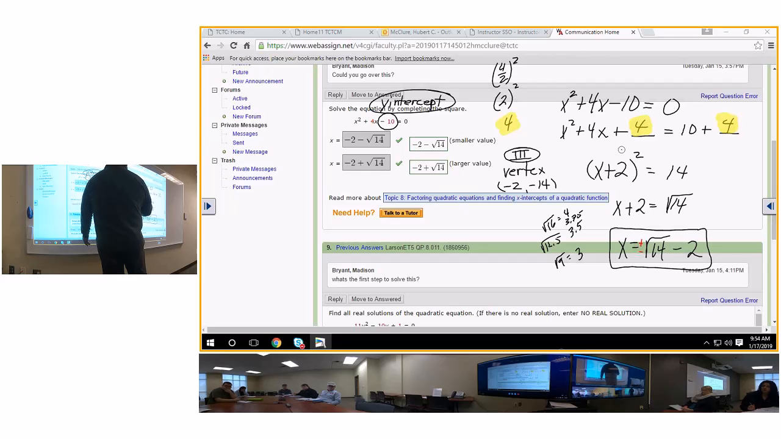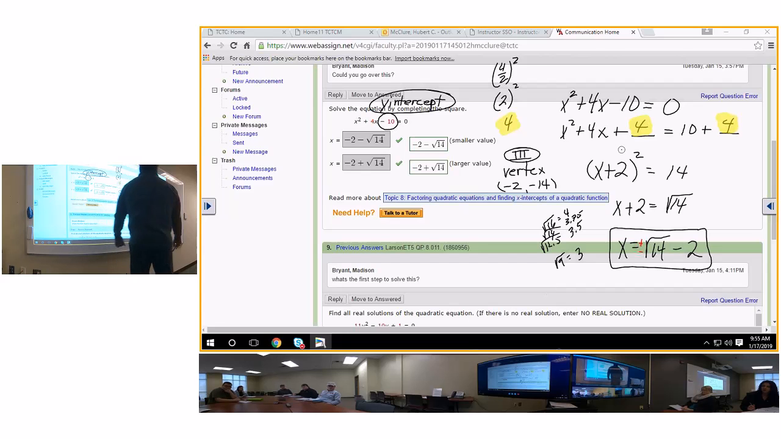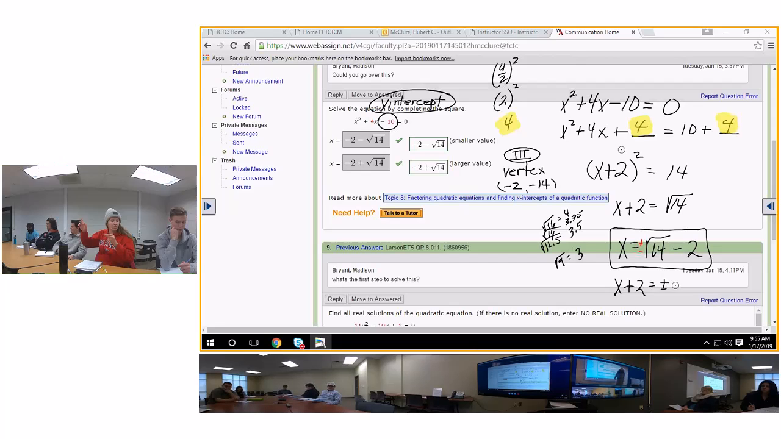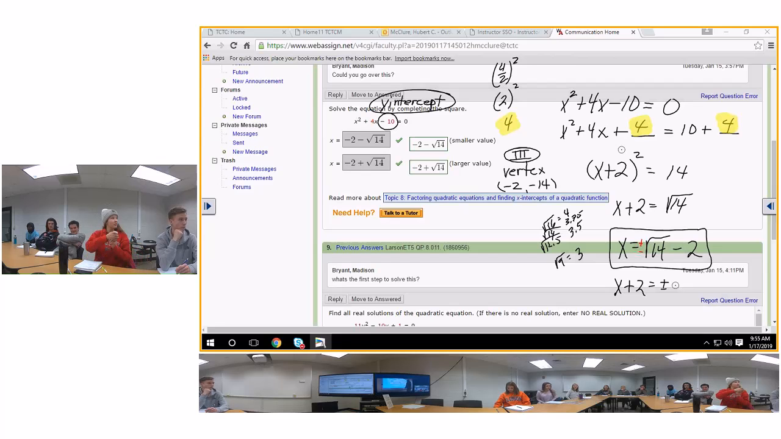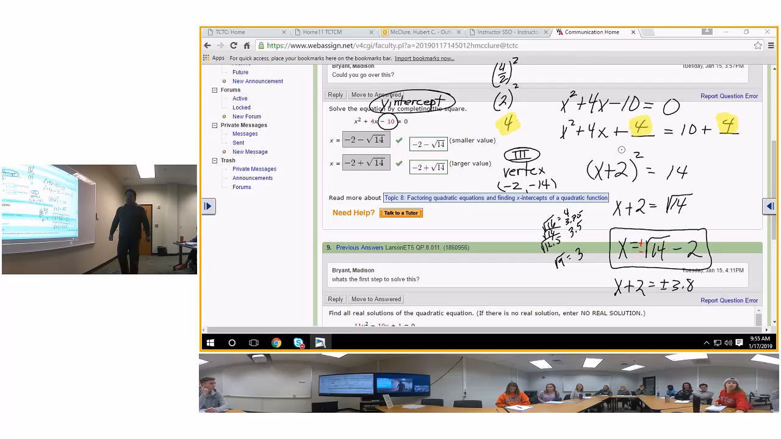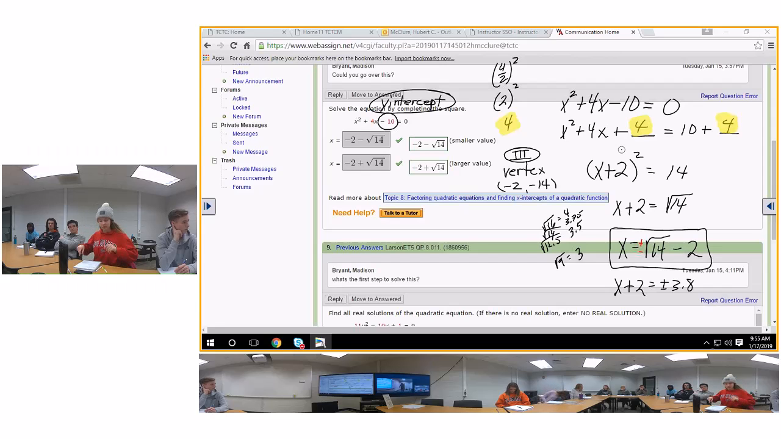13. 13 to 16 is 3. 1.5 is 14. So somebody check the square root of 14. I'd say it's around 3.8. 3.75 or 3.8. Somebody check me. Somebody tell me what the square root of 14 is. 3.74. Good. I'm glad you used the calculator.